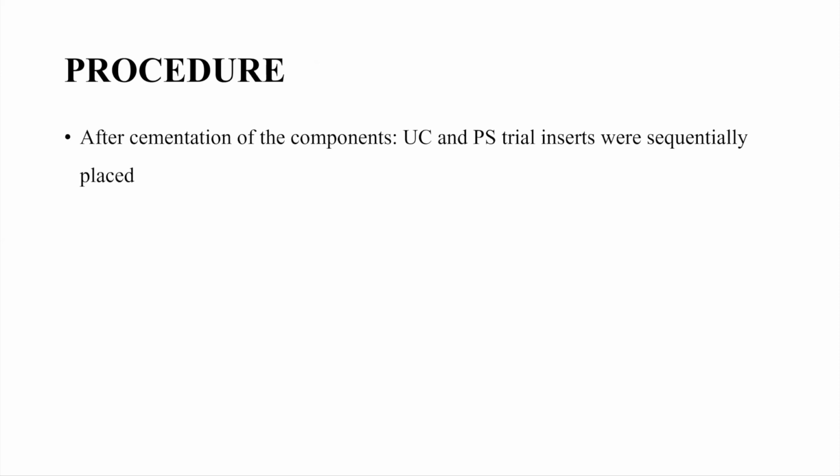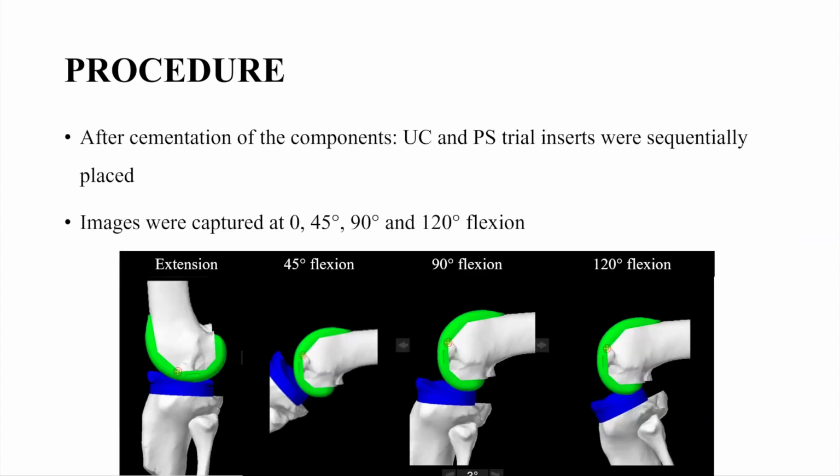And then for the study itself, first we put in the ultra congruent insert from Stryker, and then the PS trial components were placed, and then images were captured at 0, 45, 90, and 120 degrees of flexion. So this is with trial inserts. The components have been cemented. A PS femur and a standard tibia have been cemented. And then we changed only the poly.